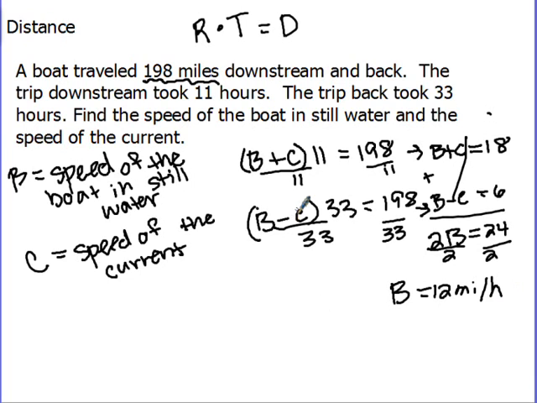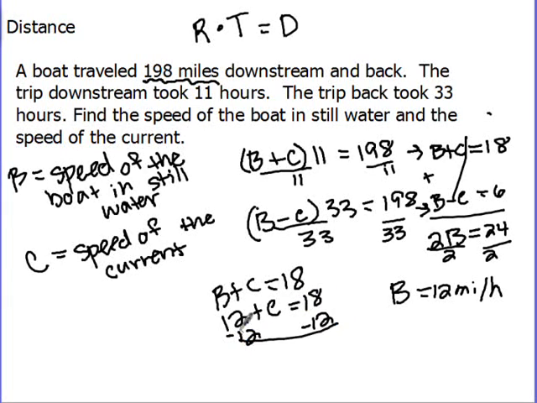What is the speed of the current? Be careful. If you plug it back into the original, you're going to have this 11 on the outside or this 33 on the outside. So I like to go with this new one after we divided. So if I know that together the boat and the current equals 18, I'm going to say, okay, plug in what we know. 12 plus C equals 18. So what is the speed of my current? 6 miles per hour.